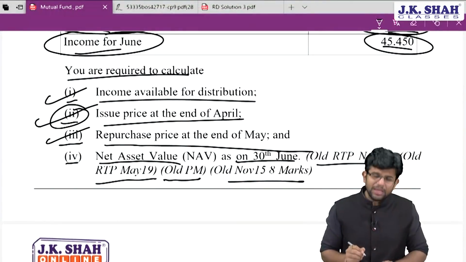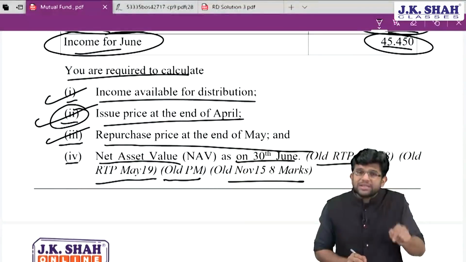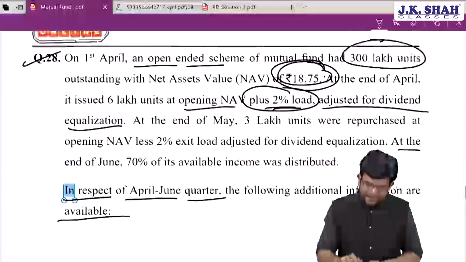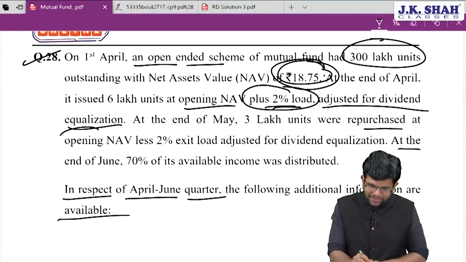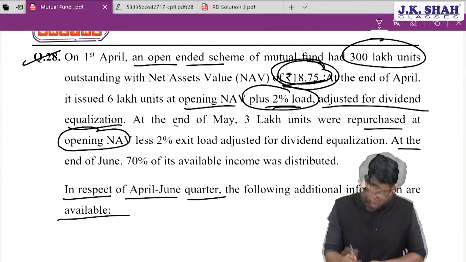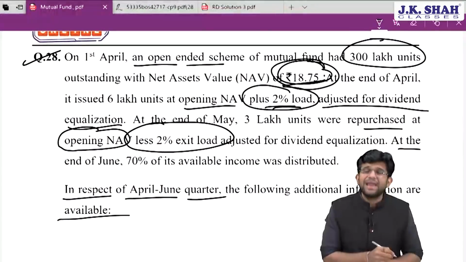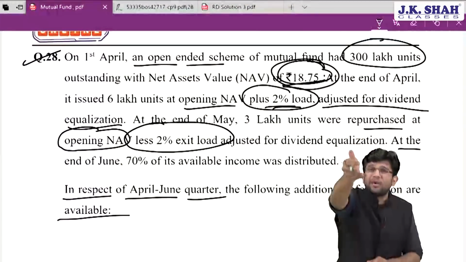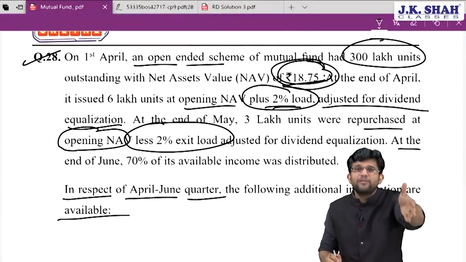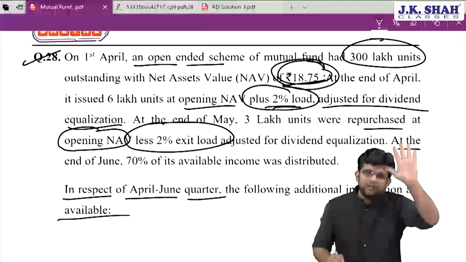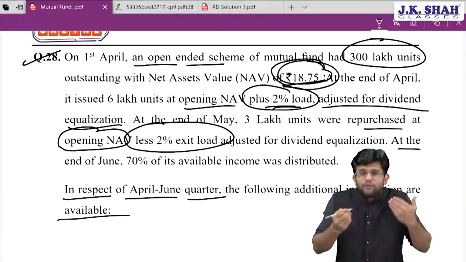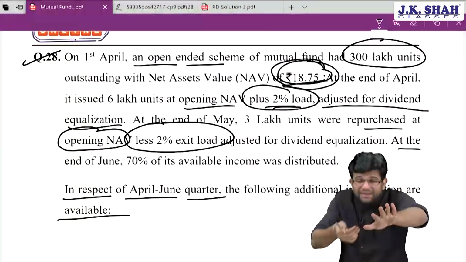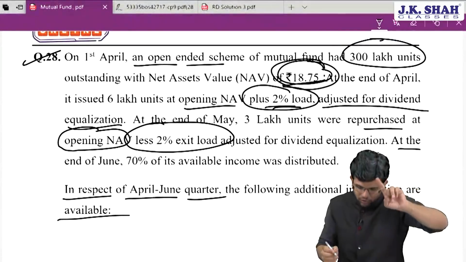Let us now calculate the repurchase price at the end of May. Students, repurchase price at the end of May, how will we calculate? They are saying that at the end of May, when you repurchase, it will be at the rate opening NAV 18.75 less 2% exit load. Obviously, why less? Because students, for you it is a sale value, correct? And for you the load has to be paid to me. Do you realize the load will be netted off from your sale value, and therefore the net income will be given to you, correct? So when I give you your money back, I will give you opening NAV, but I will deduct that exit load, and then the net I will give to you.